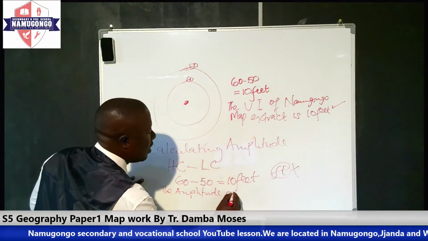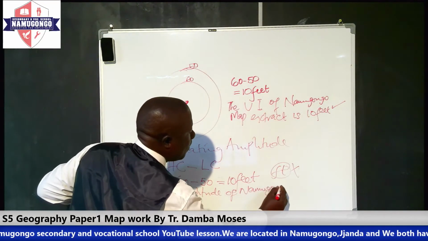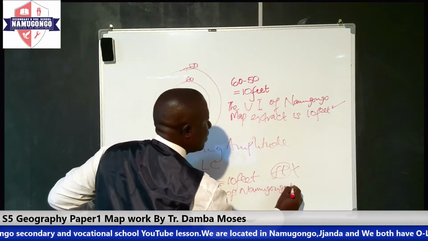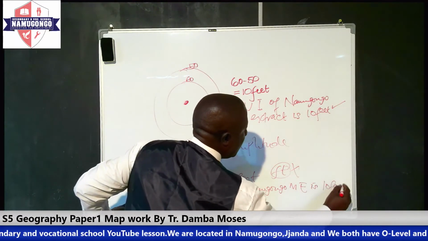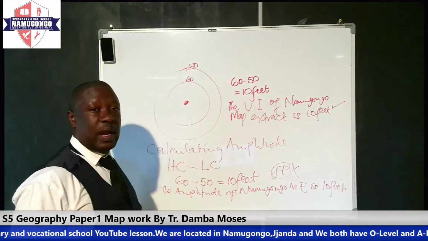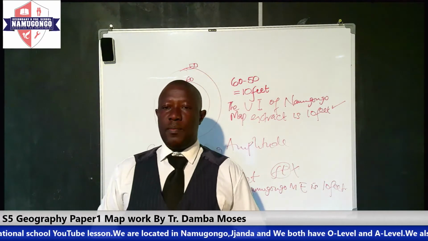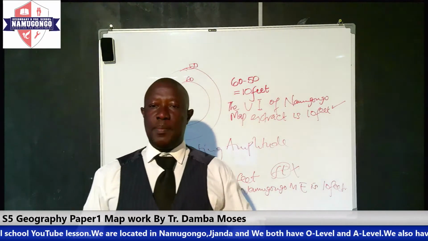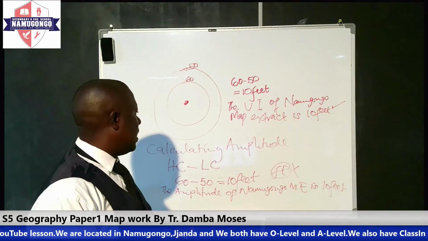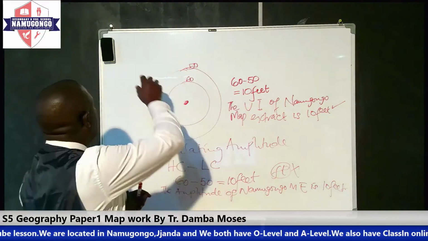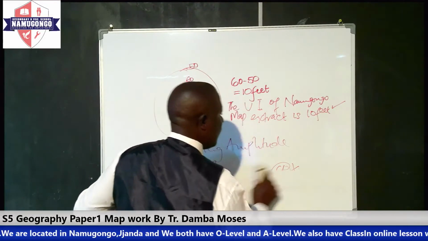Amplitude of Namugongo map extract is 10 feet. And by doing this, you will have described relief. Are we together? So, describing of relief should not be a problem to you. You have to take the steps as we are doing here. Therefore, we are going to look at the third way of describing relief.